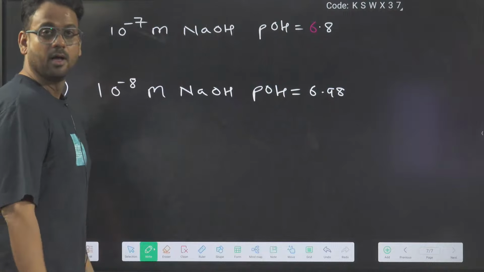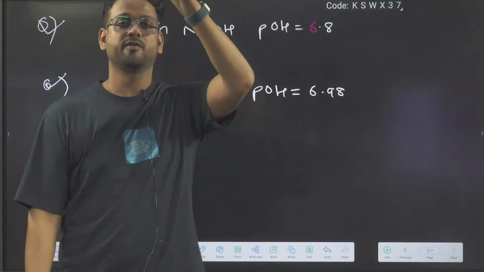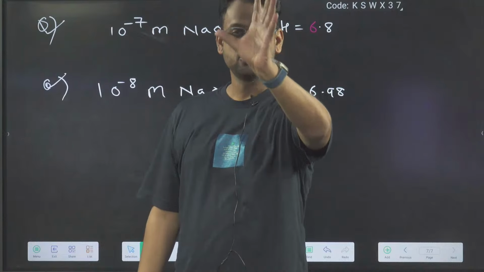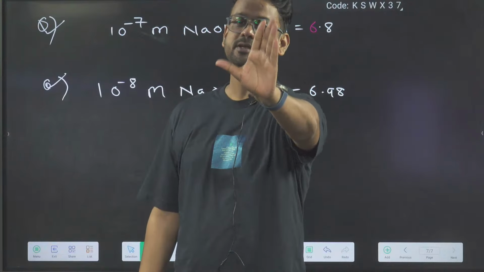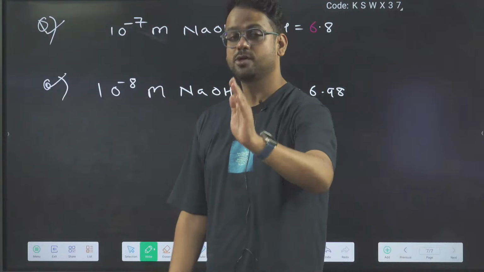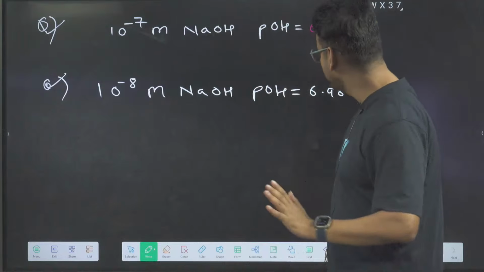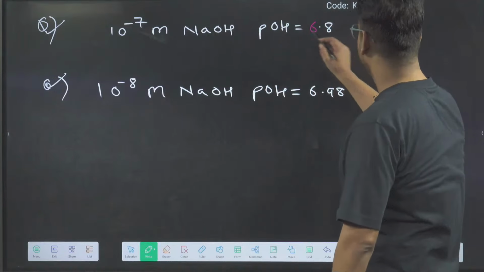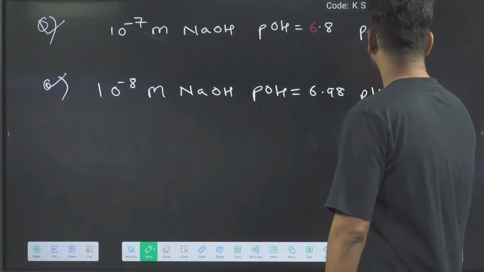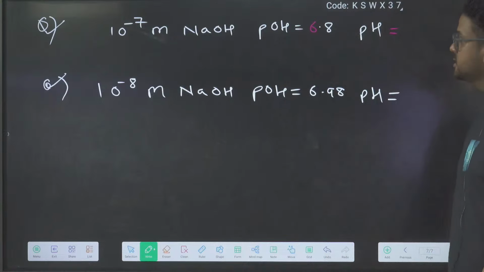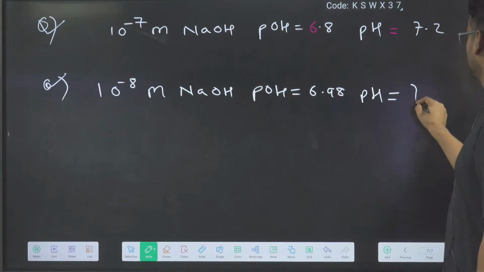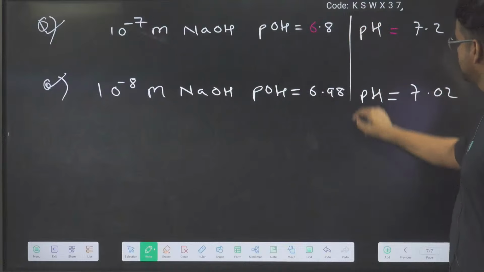Remember, a solution of NaOH at 25 degrees centigrade, a solution of any base at 25 degrees centigrade has to be more than 7, and an acidic solution has to be less than 7. So pOH will be this value, and normally I talk about 25 only. So boys and girls, pH would be 14 minus 6.8, that is 7.2. This is 7.02. So this is your answer for pH.